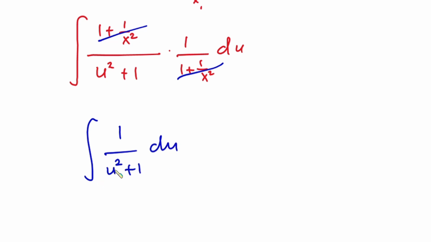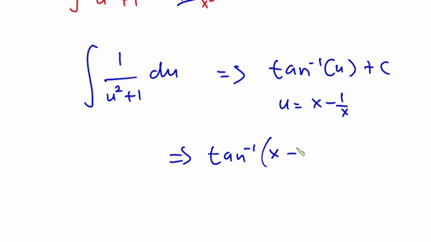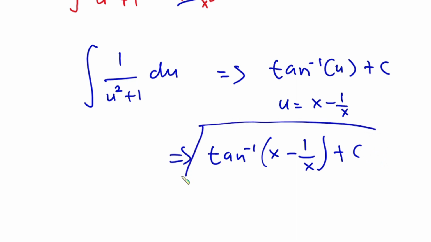Now what is the integral of 1 over u squared plus 1? This is actually the tan inverse of u, then plus c. But remember, u is equal to x minus 1 over x. So in place of u, you put this whole thing. So this becomes the tan inverse of x minus 1 over x plus c. And guess what? This is pretty much it.